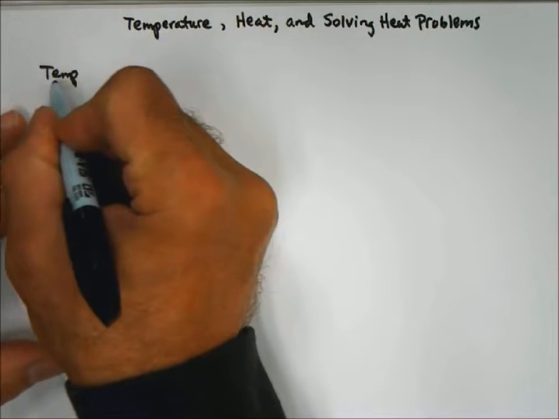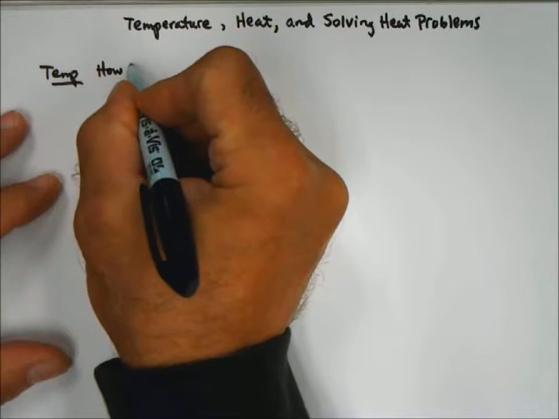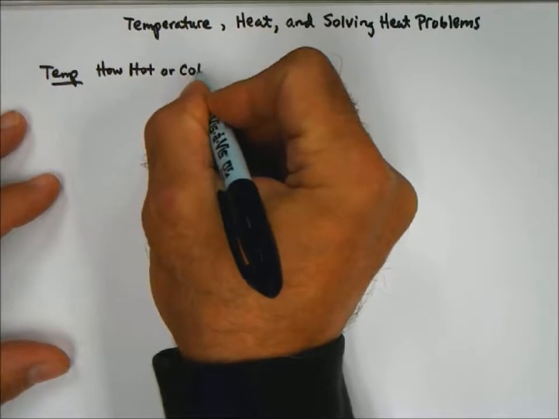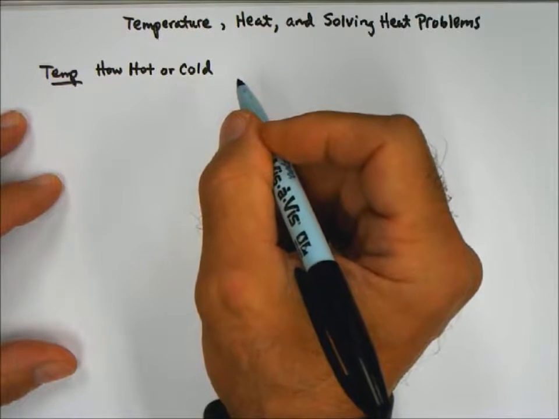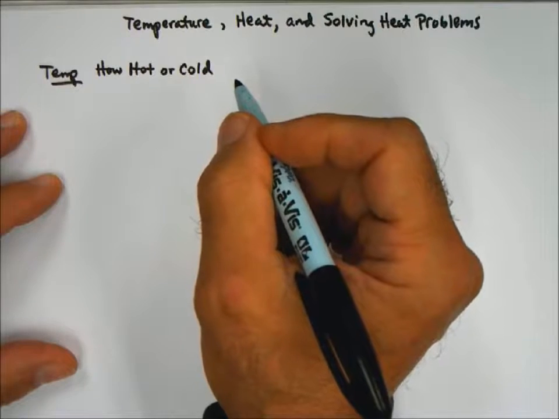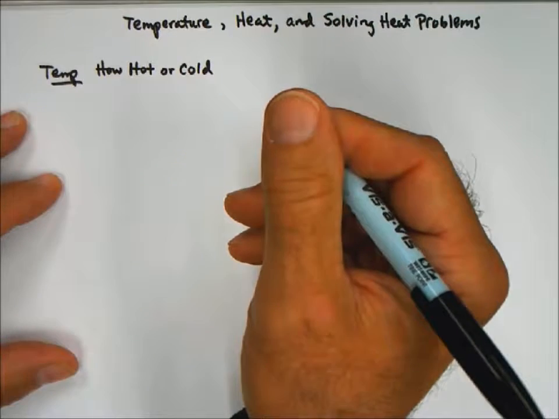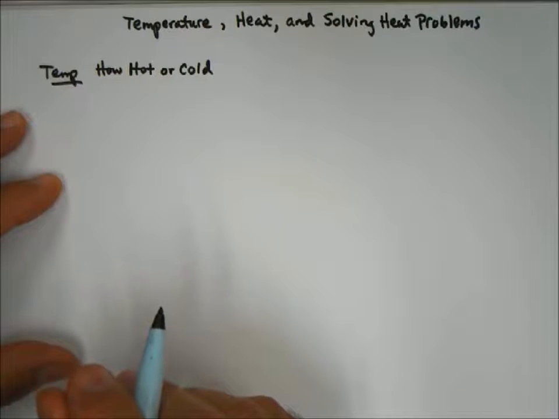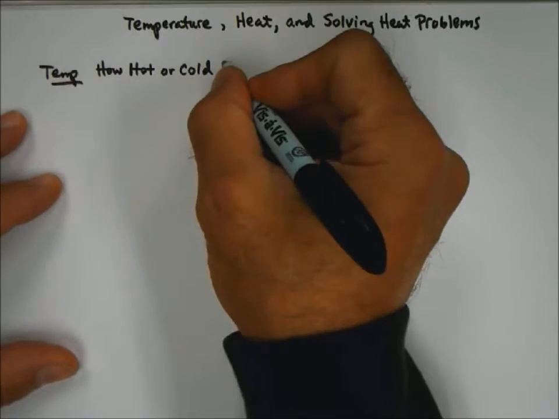Temperature is how hot or cold. That's how we commonly think of it. And we usually do that by comparing to something else, like how hot is that object compared to my hand? So when we put our hand on a hot object, we're comparing our temperature with the temperature of the hot object. So how hot or cold?